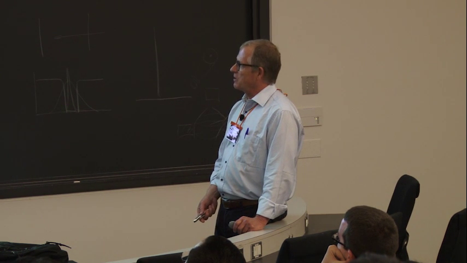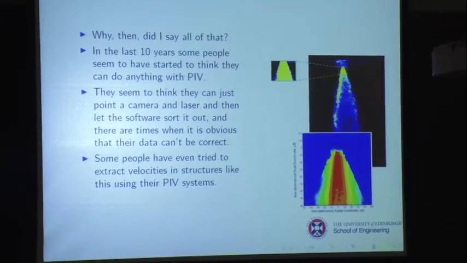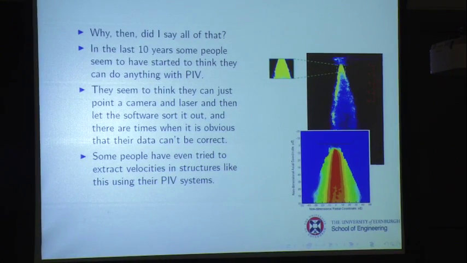It's obvious sometimes when I look at things that the data can't be correct. So here's an example. I'm not going to tell you whose this was, because this is somebody who interviewed for a job at the University of Edinburgh. I challenged them about this, and they ended up not getting the job. This is a spray, okay? They're doing PIV on a spray up here. Look at that. This is what you call optically thick.